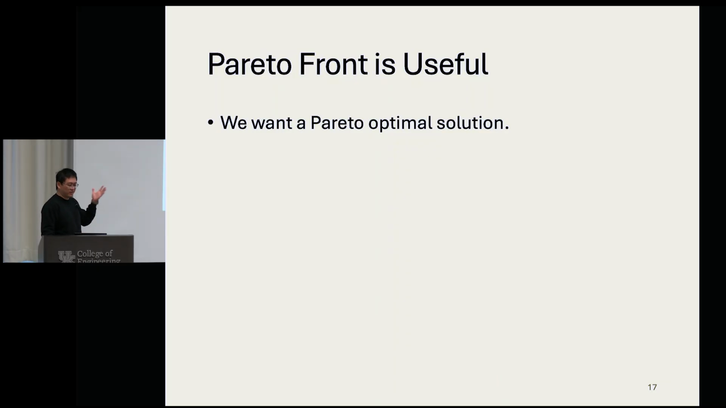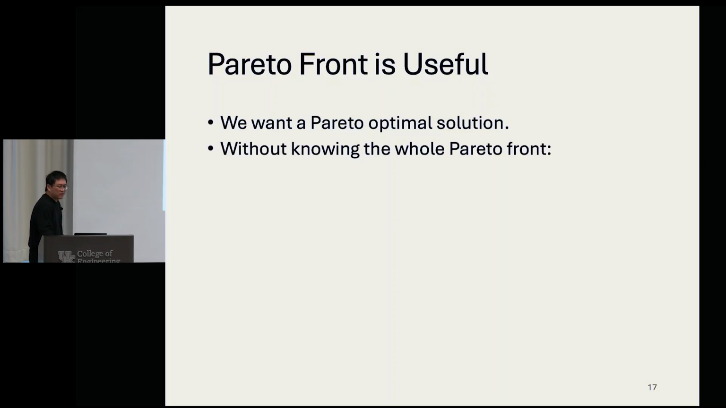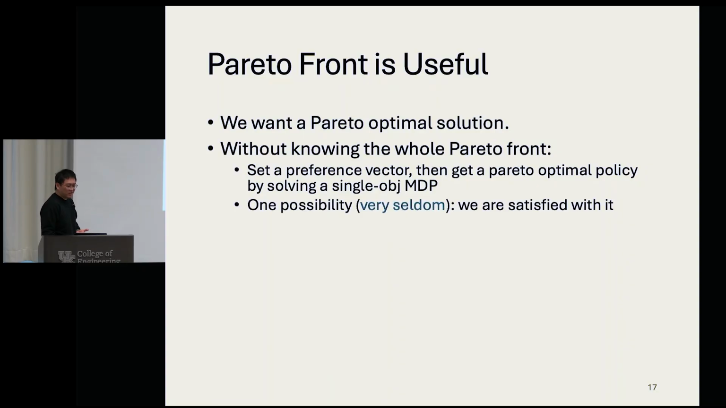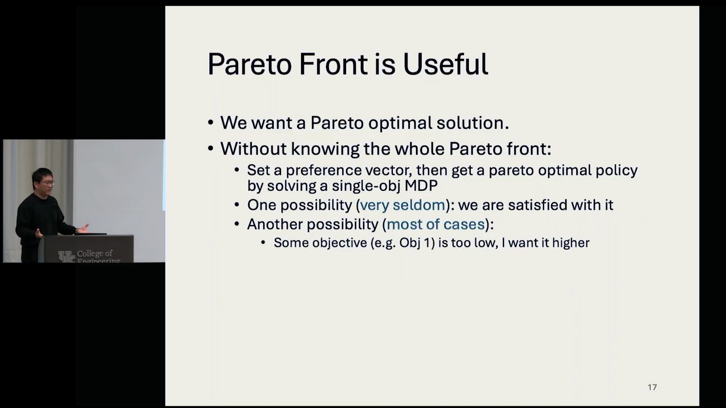In fact, I would say the Pareto front will be very useful in some scenarios. If we don't know the whole Pareto front, then when we want a solution, we have to do the following steps. The first step is that we set a preference vector, and we get a Pareto optimal point by solving the single objective MDP. I think that's not difficult. However, after we solve it, when we look at those solutions, we may face some possibilities. One possibility is that we are satisfied with it, then it's done. I mean, we finish the job. But usually that doesn't happen. The ideal situation doesn't happen very frequently. And in most cases, we are not satisfied with it. For example, we want some objective to be a little bit higher.